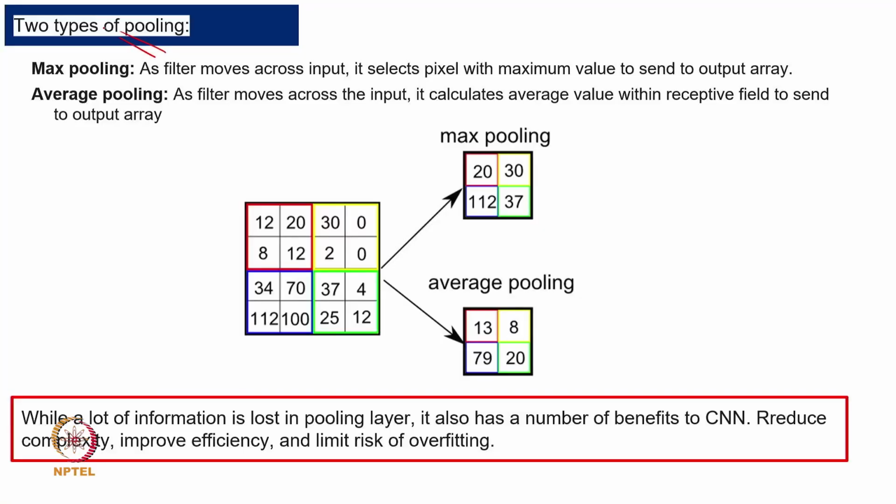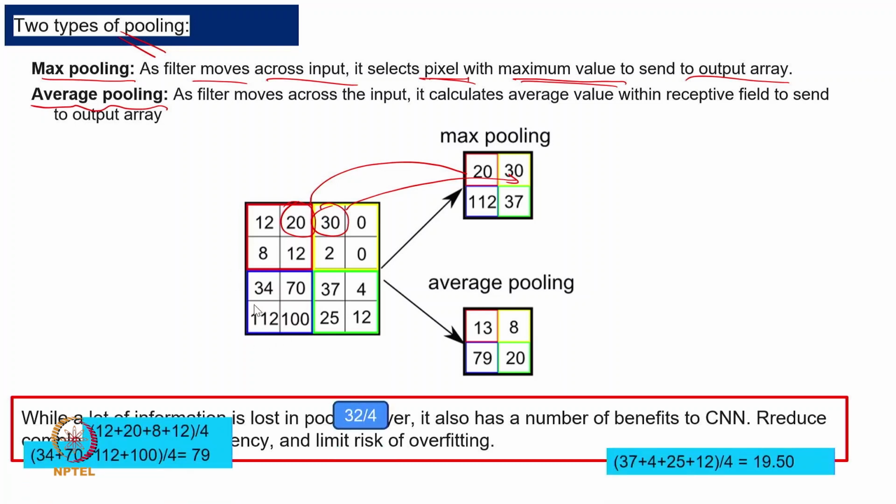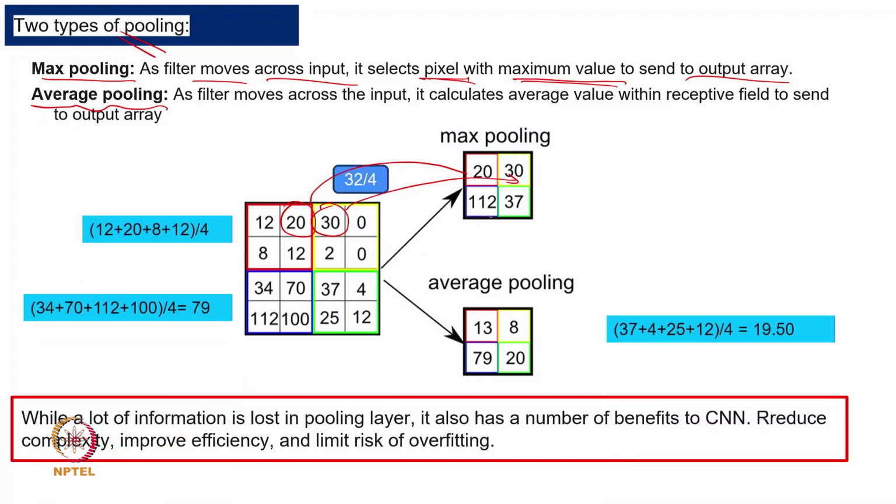However, we mentioned that there are two types of pooling. What we have learned earlier is max pooling. There's another one called average pooling. In max pooling, as I say, the filter moves across the input. It selects the pixel with the maximum value to send to the output array. Here in this case, it has selected 20, and this is the output array. It has sent the 20 over here. In this case, it has selected 30, and then sent 30 to the output layer. Here the maximum value is 112, and it has gone over here. Here the maximum value is 37, and it has gone to this. This is the max pooling.